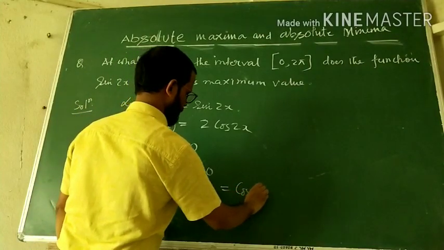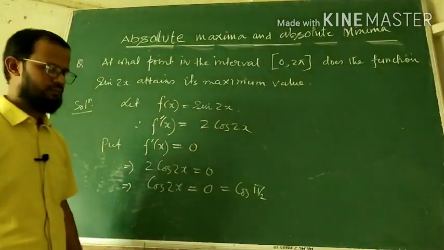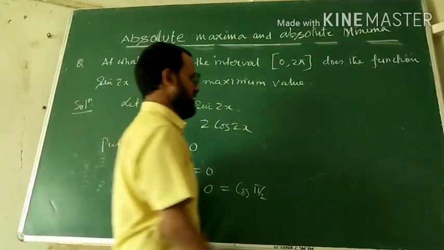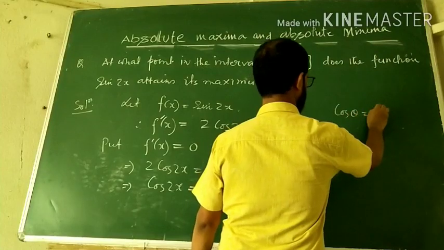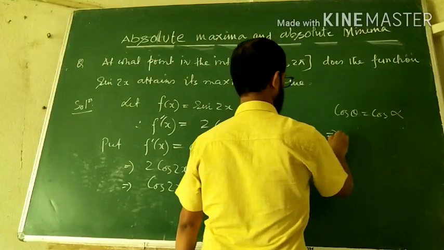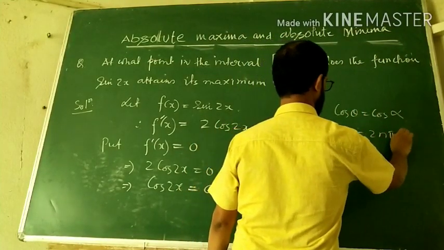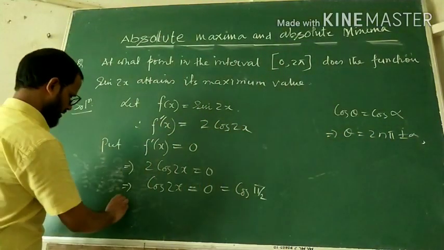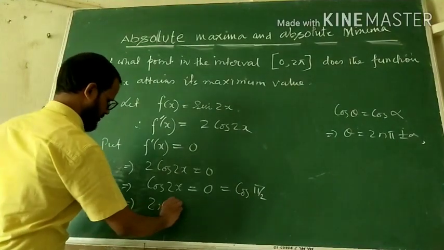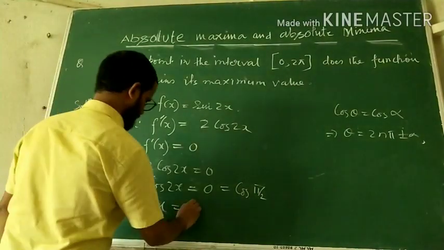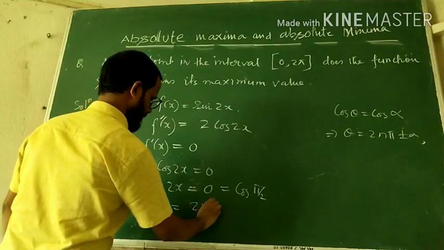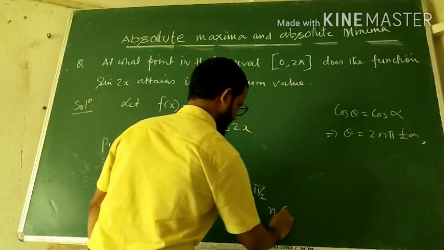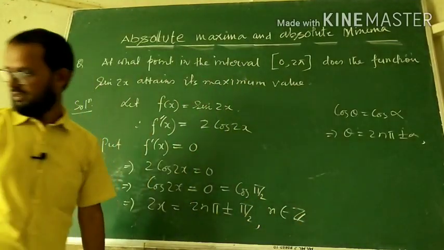And 0 means cos pi by 2. You know a formula: cos theta is equal to cos alpha. Then what is the general solution? You know this trigonometric equation, cos theta equal to cos alpha. You got it in first year, and theta equal to twice n pi plus minus alpha. What is n? N is an integer. So use this concept: implies twice x is equal to twice n pi plus minus pi by 2. Mention what n is: n is in Z.